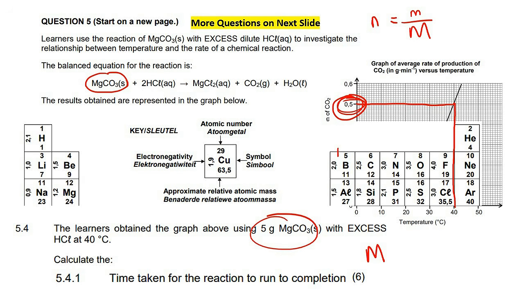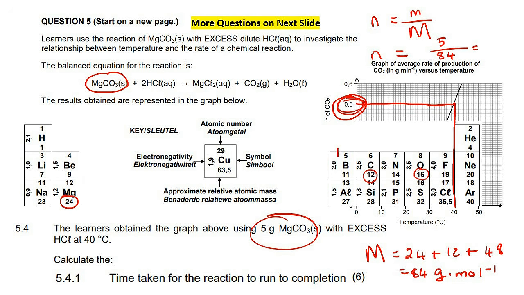To work out the molar mass, we take the magnesium, which is 24, plus carbon, which is 12, and then 3 oxygens, which is 16 times 3, which is 48. If you calculate that, we get 84 grams per mole. So the number of moles will be equal to the mass that they gave us, which is 5, over the molar mass, which is 84. Let's leave it as a fraction for now, okay? So the moles of MgCO3 is 5 over 84.